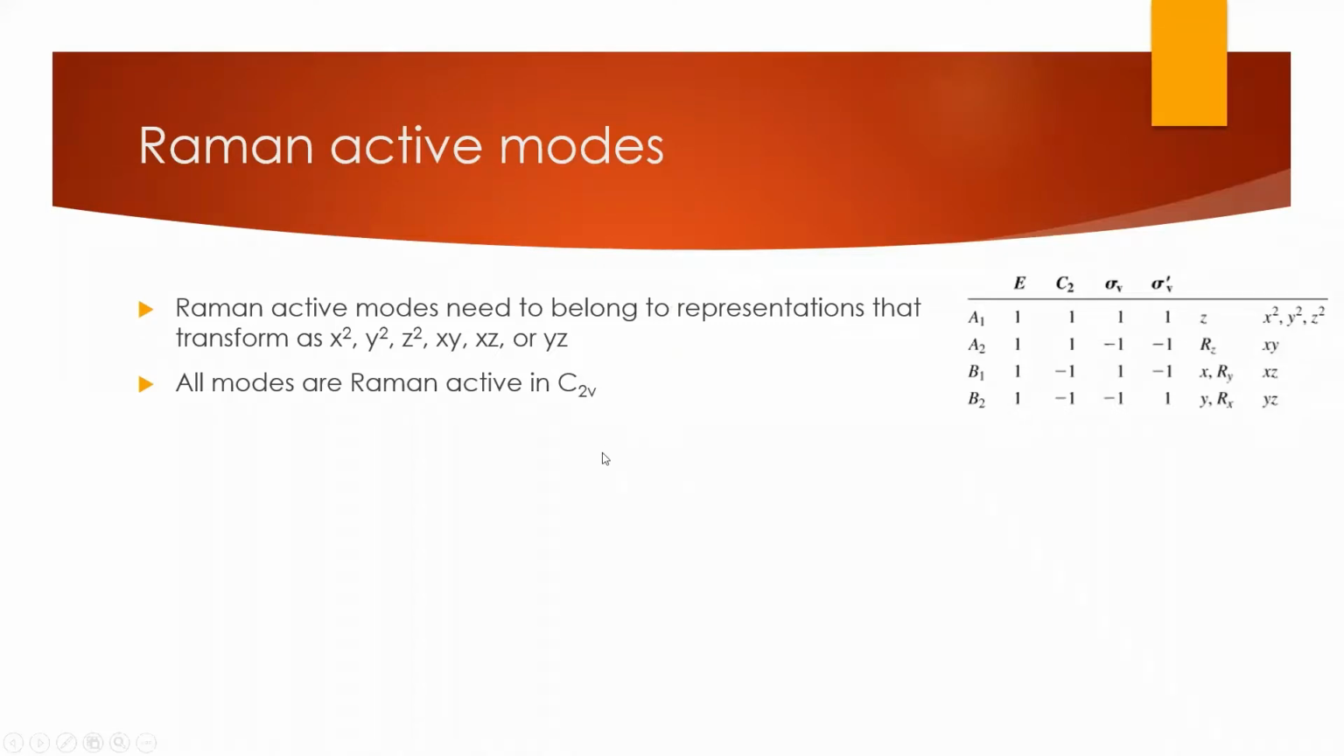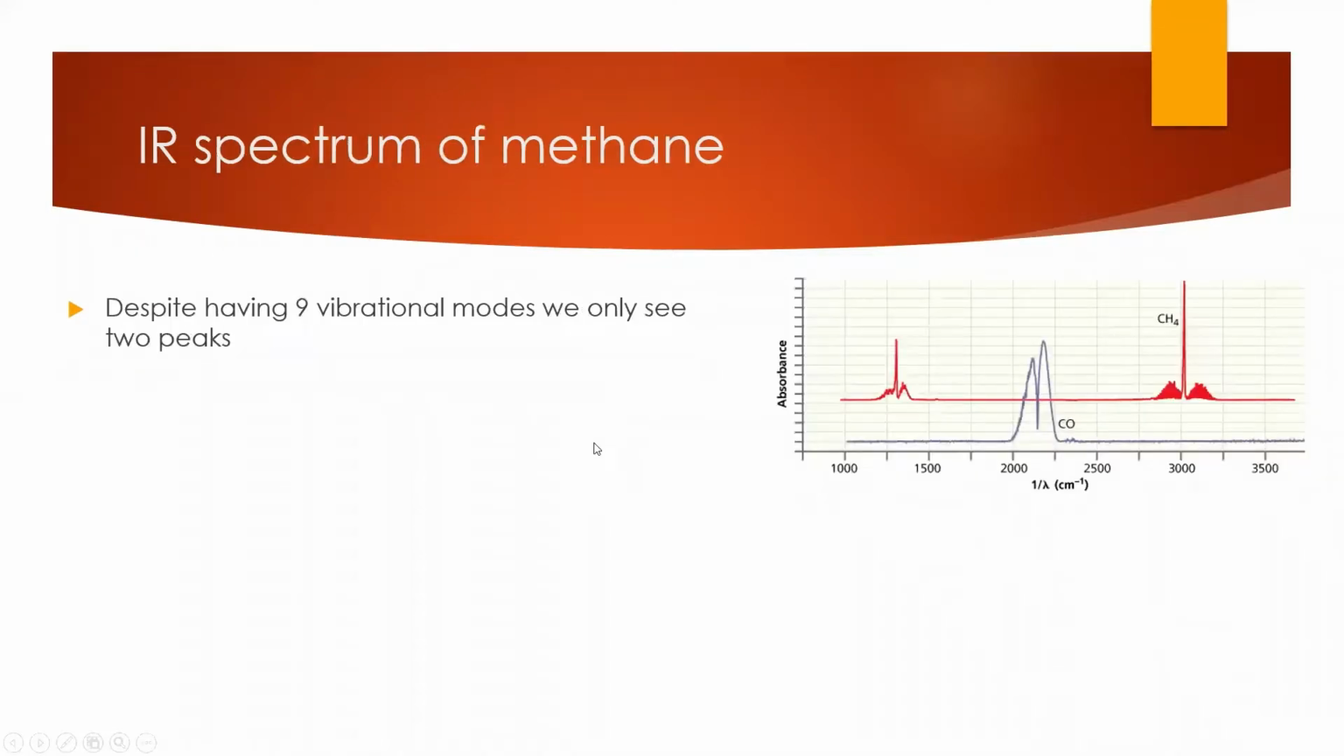So I want to end here by looking at the IR spectrum of methane. We talked about this before. We just mentioned that it was weird. So methane has 5 atoms, which means it should have 9 vibrational modes. So 3N is 15, 3N minus 6 is 9. Methane is, of course, nonlinear. So it should have 9 vibrational modes, and yet we only see 2 peaks.